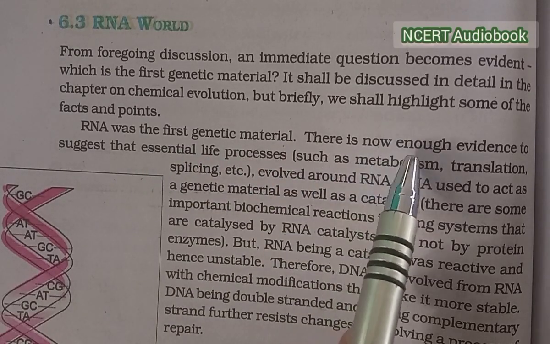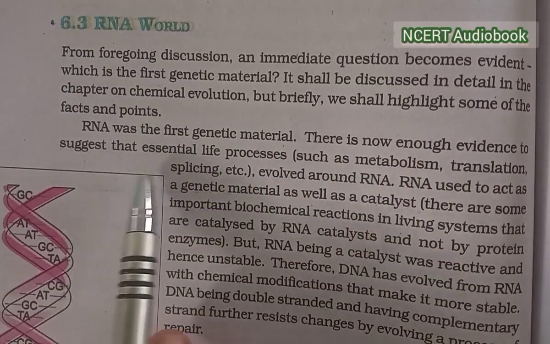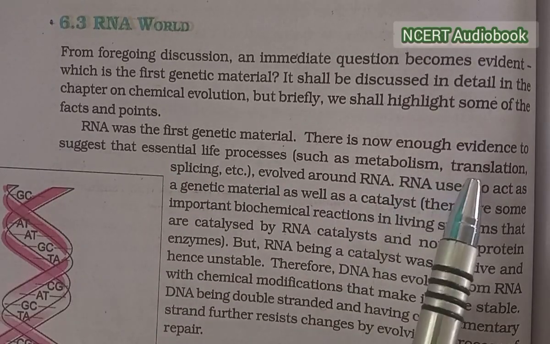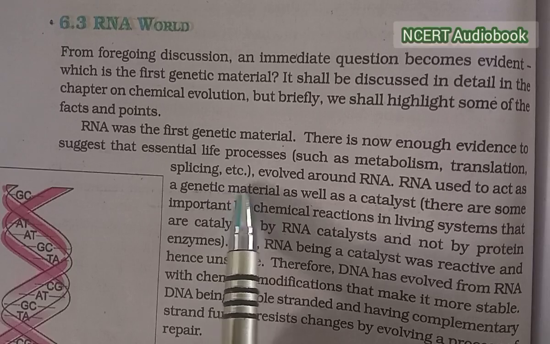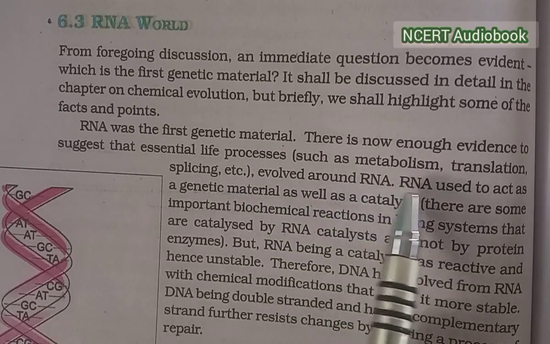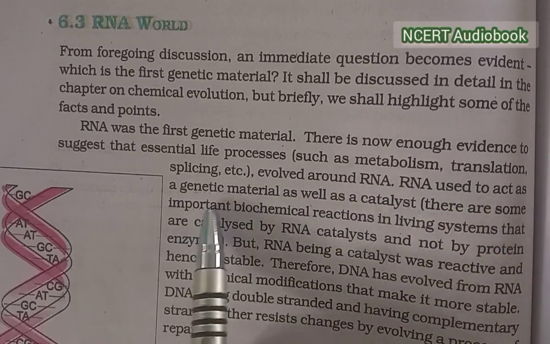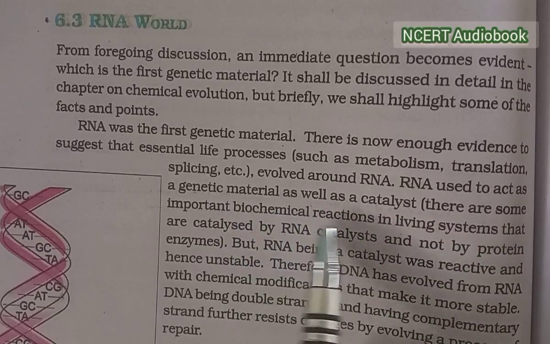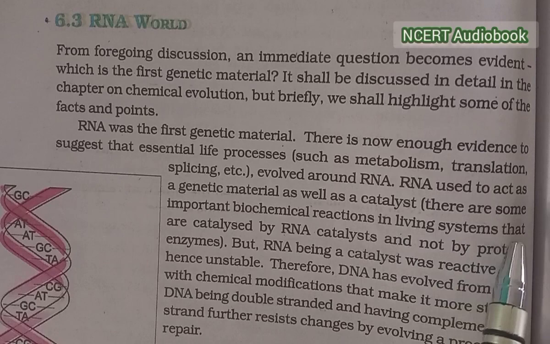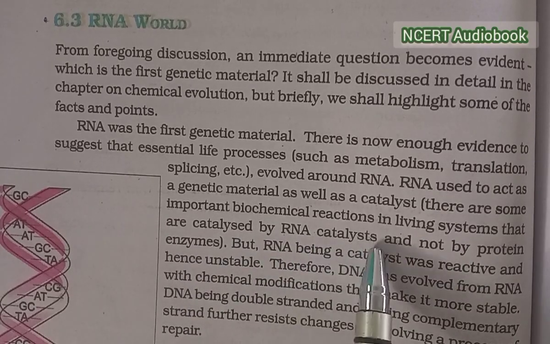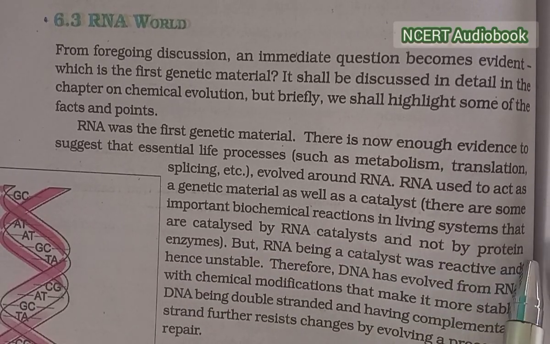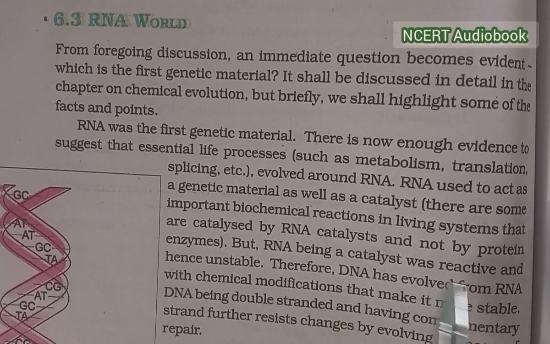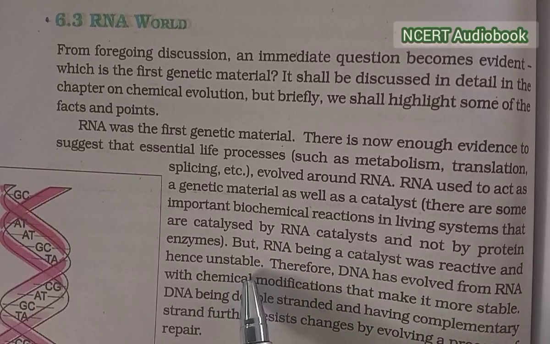There is now enough evidence to suggest that essential life processes such as metabolism, translation, splicing, etc. evolved around RNA. RNA used to act as the genetic material as well as the catalyst. There are some important biochemical reactions in living systems that are catalyzed by RNA catalysts and not by protein enzymes. But RNA being the catalyst was reactive and hence unstable.